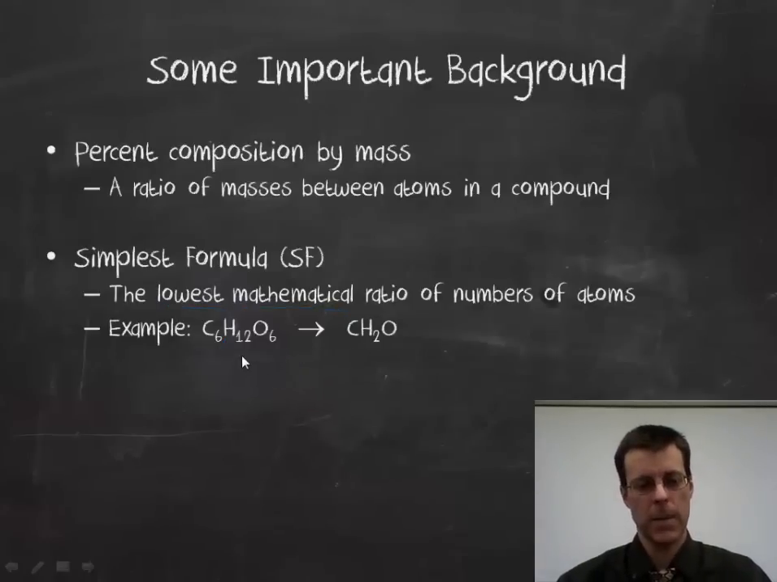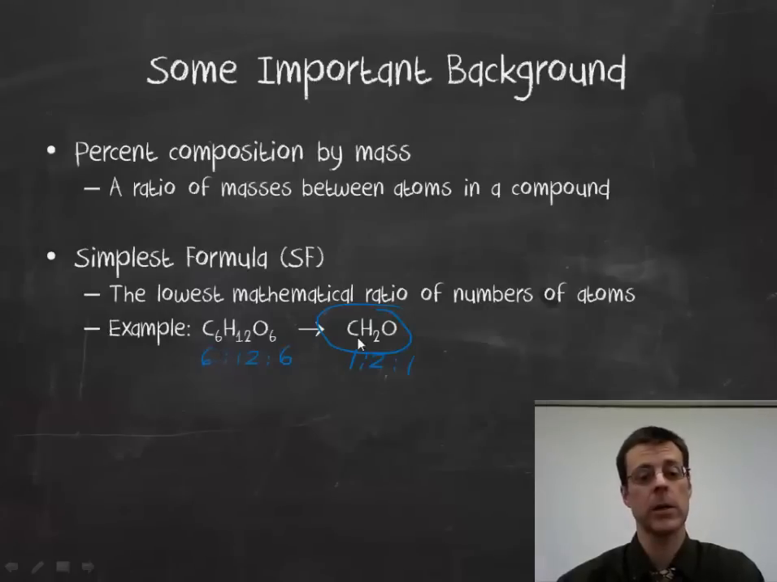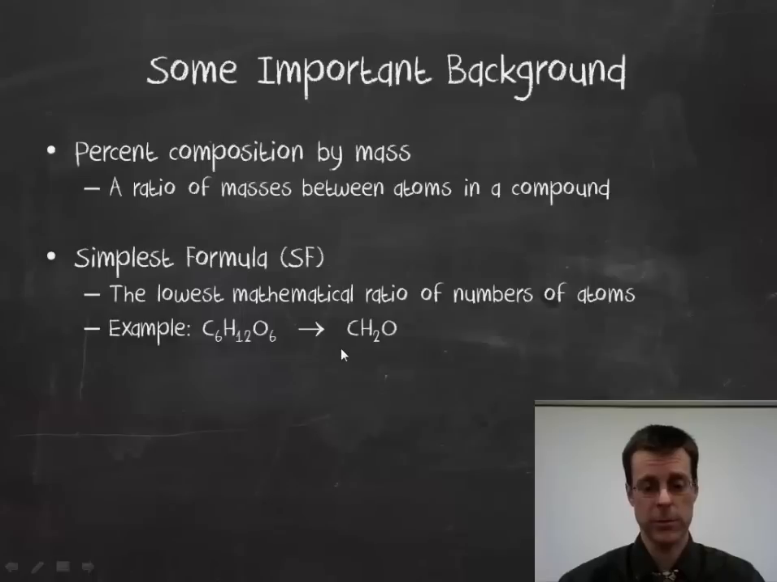Mathematically, the ratio of atoms here, 6 carbons, 12 hydrogens, 6 oxygens, could reduce to 1 to 2 to 1. It doesn't mean that there's any chemical relationship, any chemical similarity between the actual formula on the left and the simplest formula on the right. None whatsoever, but there is a mathematical relationship.